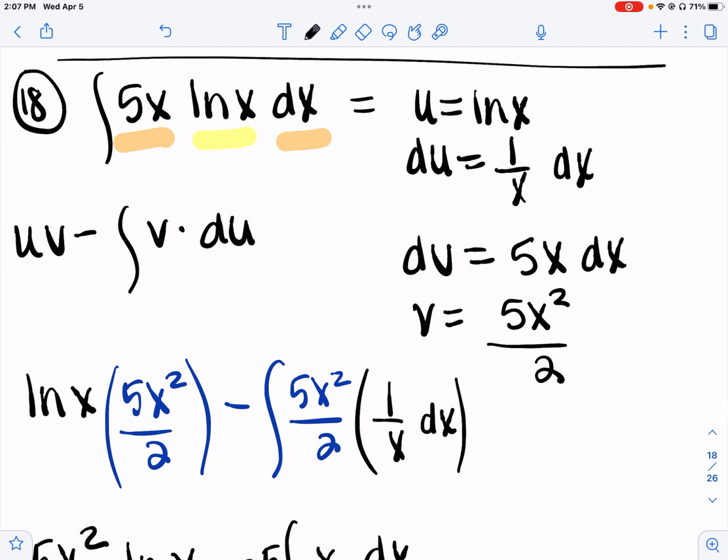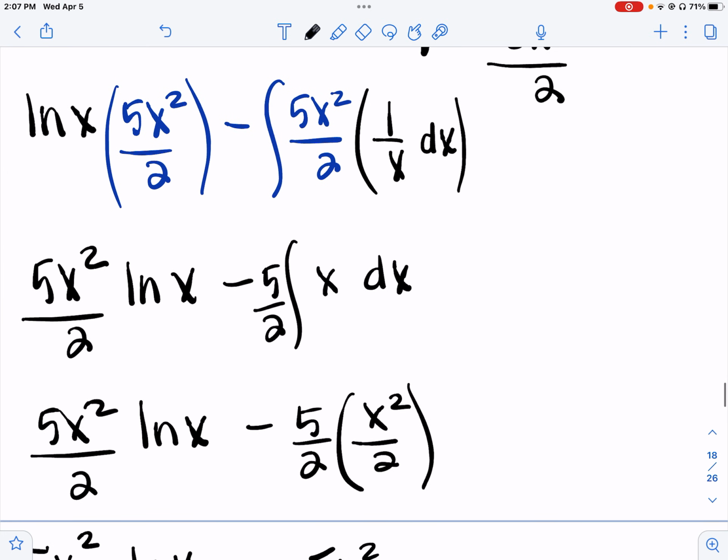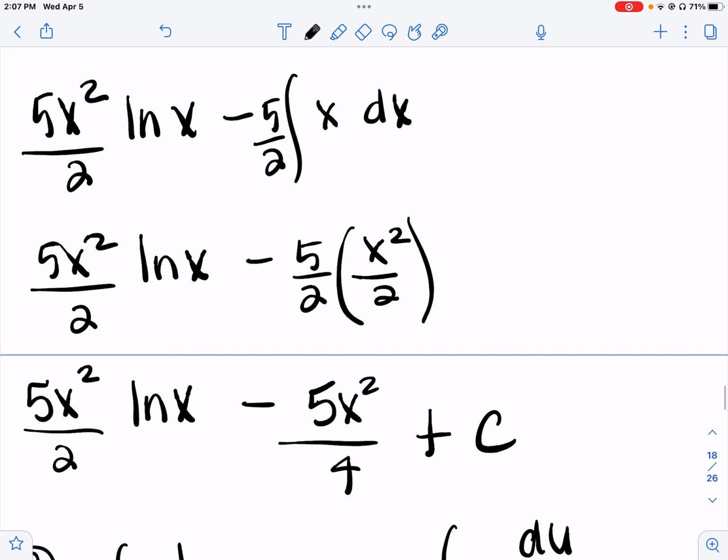Okay, now the formula is u times v. U is ln of x, v is 5x squared over 2, minus the integral of v, 5x squared over 2, times 1 over x dx. Okay, the first part I just brought the 5x squared over 2 out front. The integral part, the 5 over 2 came out. x squared over x is x. That's still in the integration symbol. I've only done algebra. Okay, now to integrate x, that's x squared over 2. The 2's on bottom multiply to equal 4.